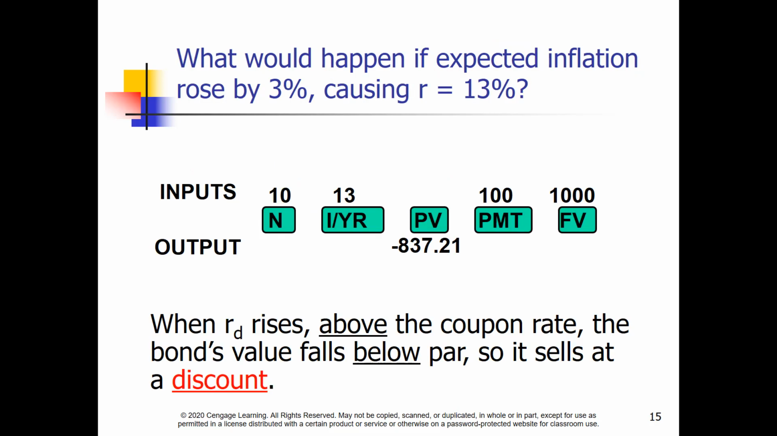At issue, the coupon rate and market rate, or yield to maturity, are equal, but once the bond starts trading, the coupon rate remains fixed, but the market required return on bonds of similar risk and maturity can change. Thus, when the discount rate changes, the market value of the bond changes. In this case, the yield to maturity rises to 13% for the 10% coupon bond. This causes the bond to sell at a discount from par. In this case, $837.21.